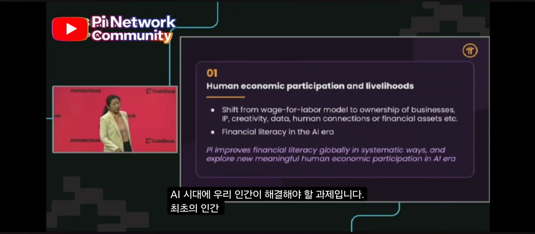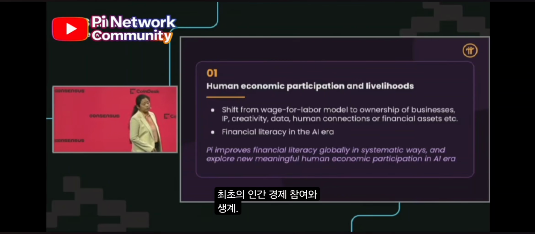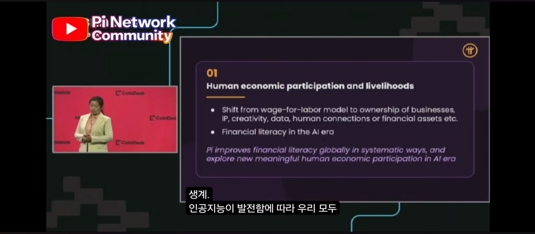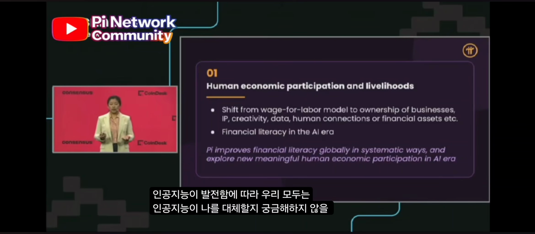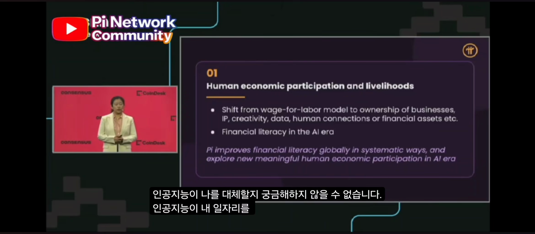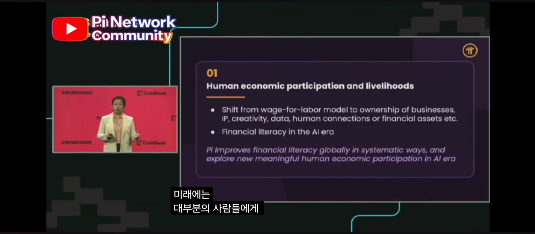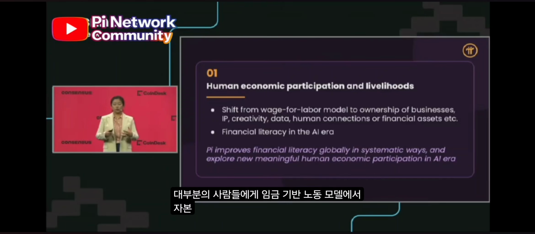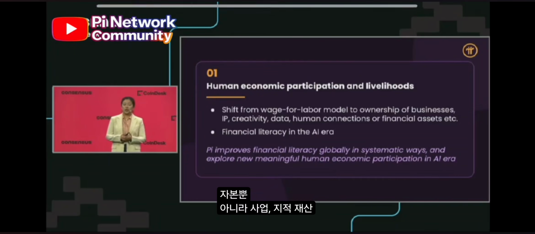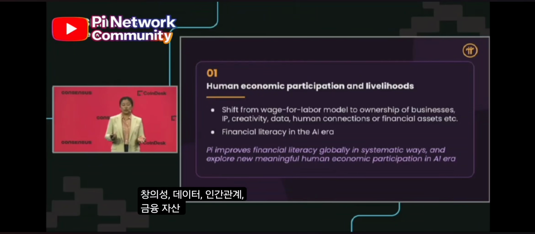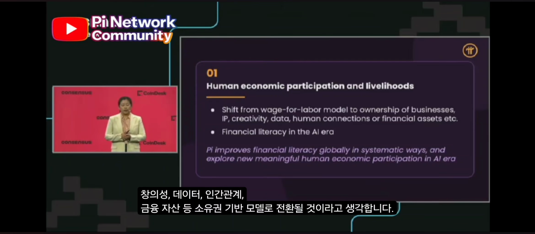First, human economic participation and livelihoods. When AI advances, every one of us cannot help but wonder, will AI replace me? Will AI steal my job? So we think the future will actually shift from a wage-for-labor model for most people to ownership: ownership of not just capital, but ownership of businesses, IP, creativity, data, human connection, or financial assets.